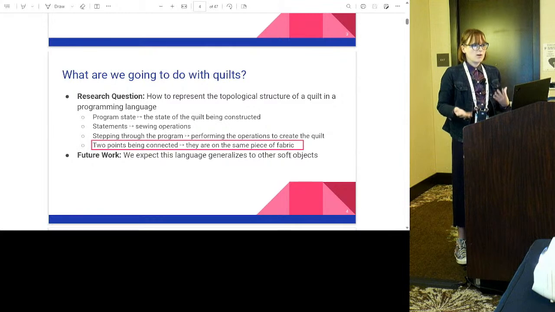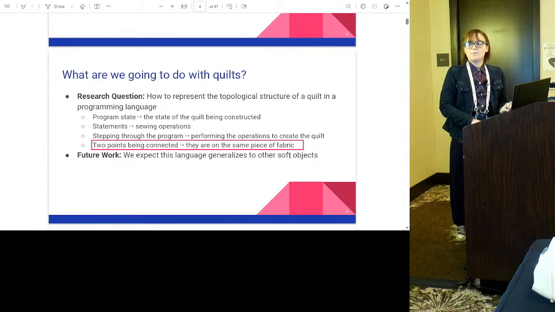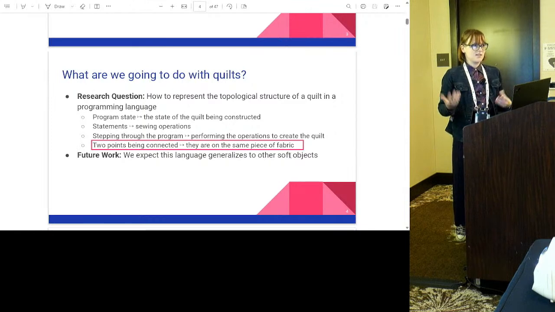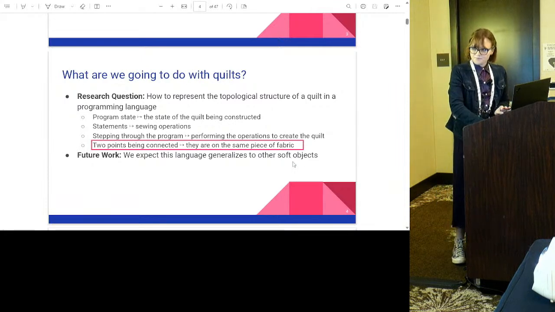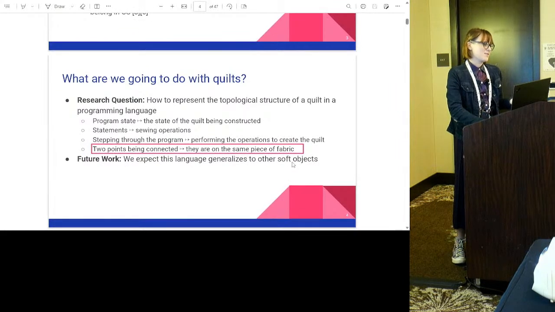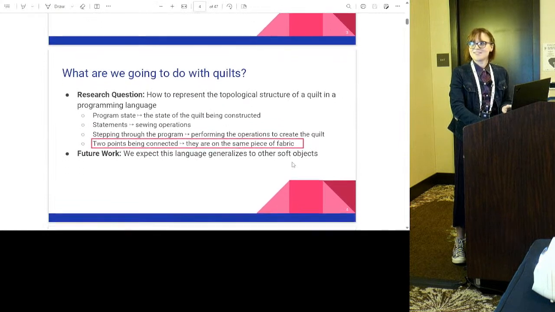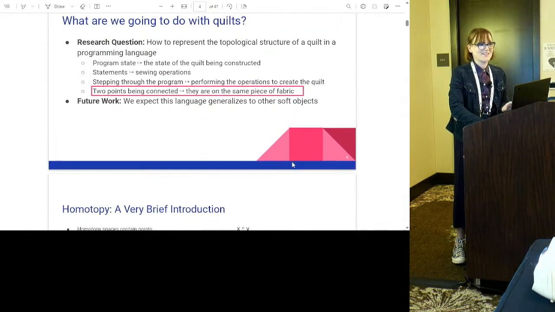Our core analogy here is that when we have 2 points that are connected in our language, that means that they're on the same piece of fabric, that they've been either on the original same sheet, or they've been sewn together in some way. In future work, we expect that this language will generalize to other soft objects aside from quilts. Even when we were working on this, there was a lot of thought about three-dimensional objects that can be constructed using a similar type of framework. And we don't explicitly disallow them, so you could use piecework as is and create three-dimensional things, or four-dimensional things. Maybe that's not as desirable.